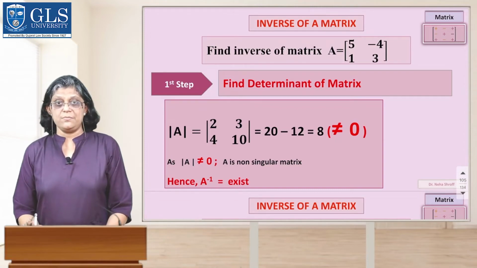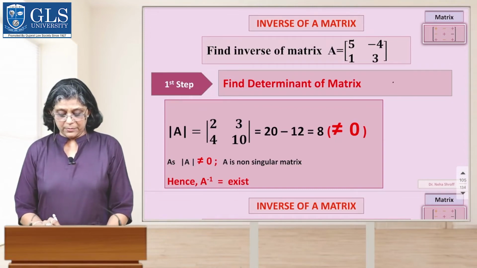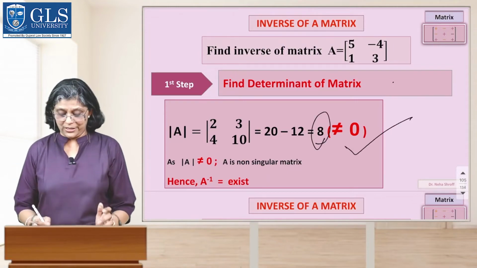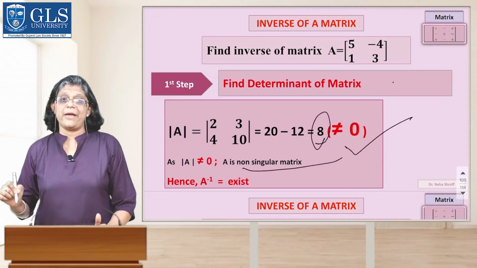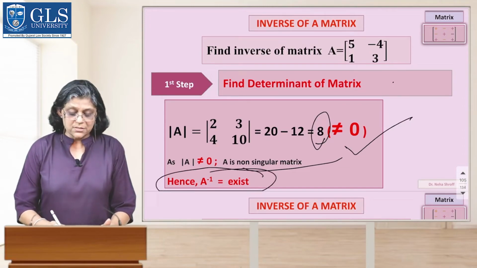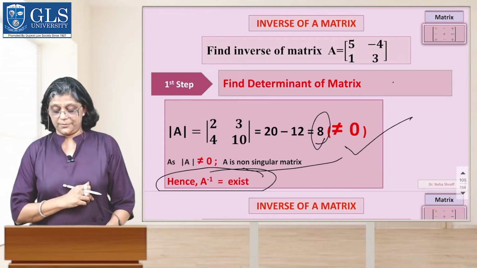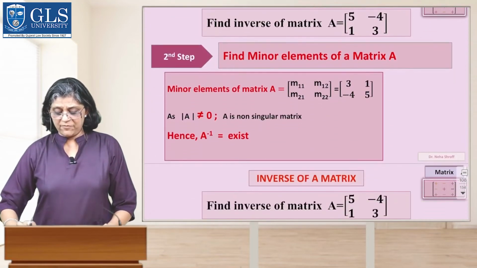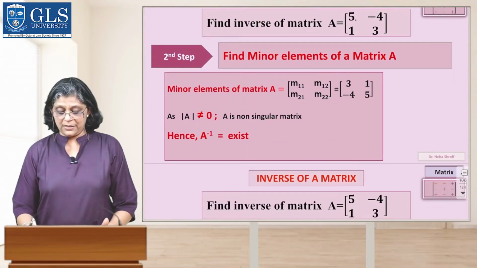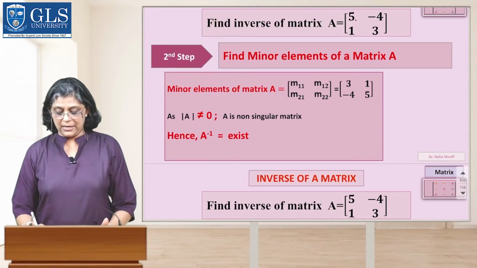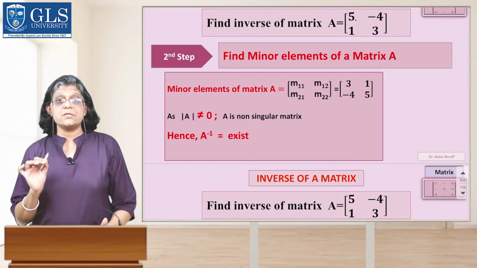A is the same sum. Step 1, finding the determinant. Determinant हमारा 8 आ रहा है, which is not equal to 0. खुश होने का. Not singular matrix. And please write down this line. A inverse exists. Second is, I am finding the minor of the matrix. Minor निकालते हैं तो 4 minor आएंगे and inverse is possible.